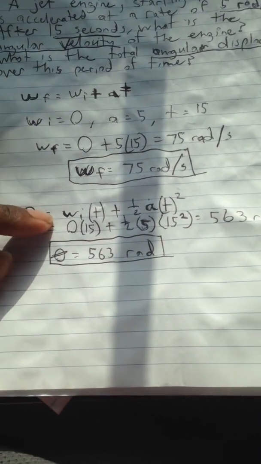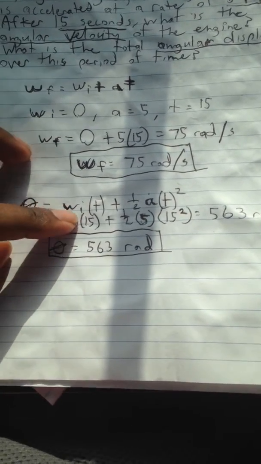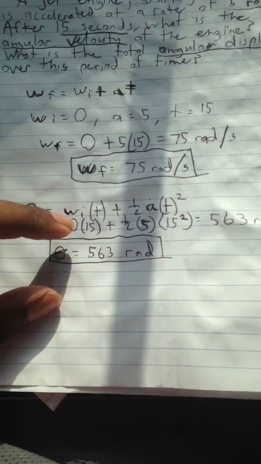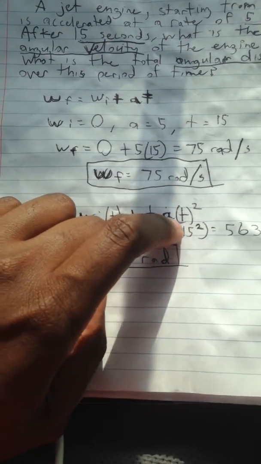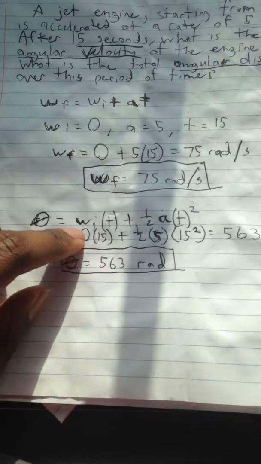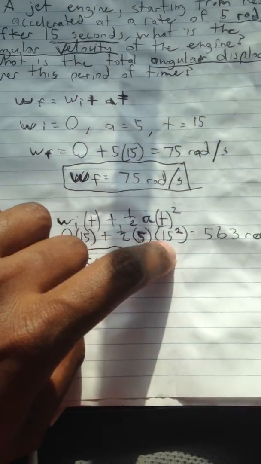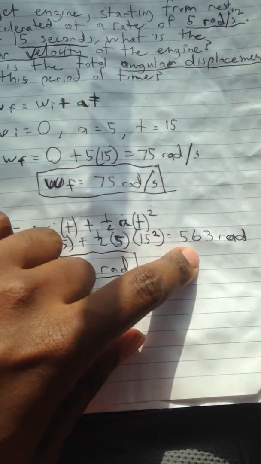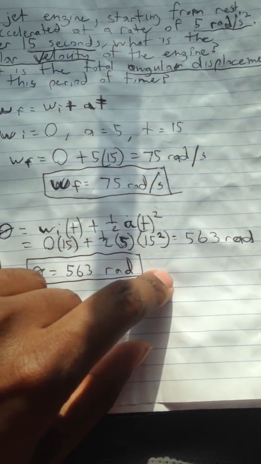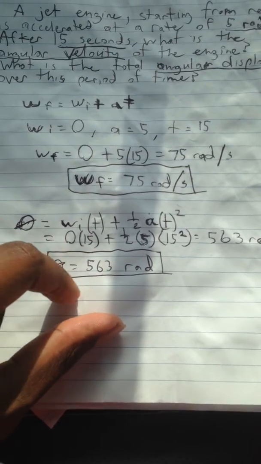Then to find the displacement, I use this formula, which is omega initial times time plus 1/2 times acceleration times time squared, which gives me 0 times 15 plus 1/2 times 5 times 15 squared, which adds up to 563 radians as the final angular displacement.